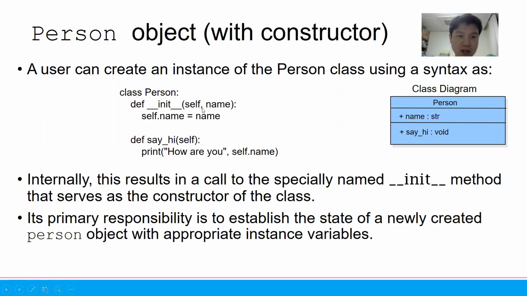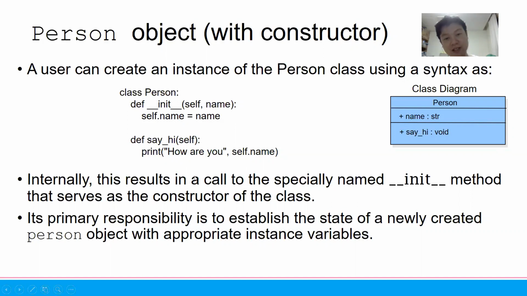Self is the identifier that you need to put, but name is the additional identifier. And I want to put self.name equals name. It means the variable name in that object that you just created will be the same as the name that you input. And when you are accessing say hi, you will print how are you, self.name.